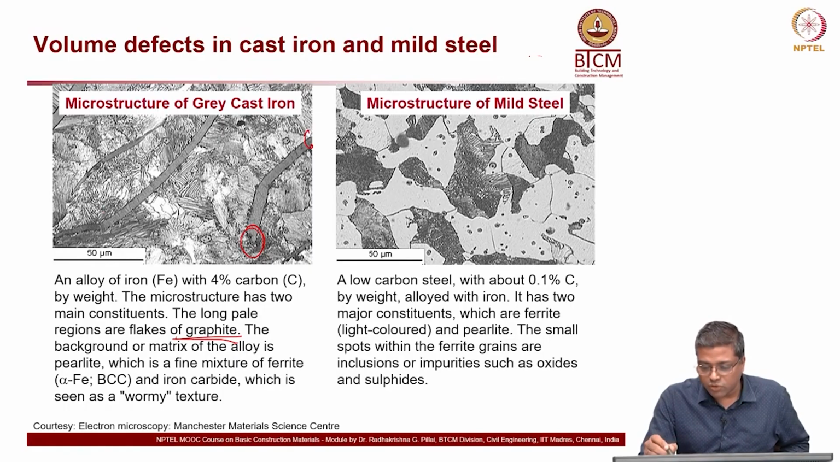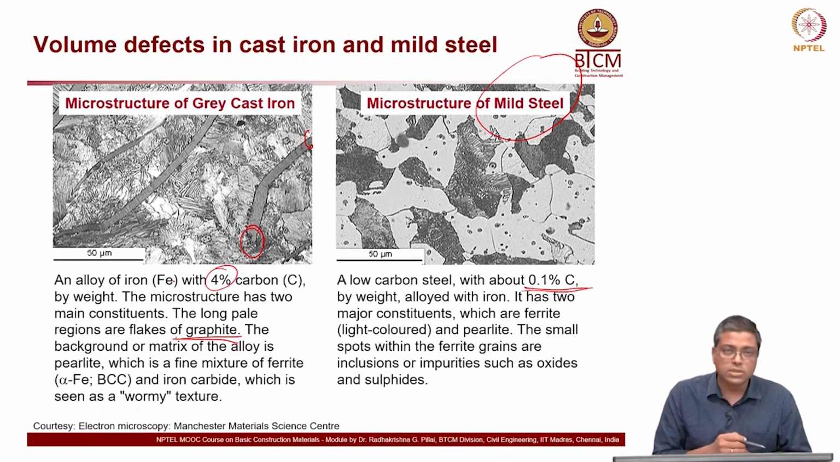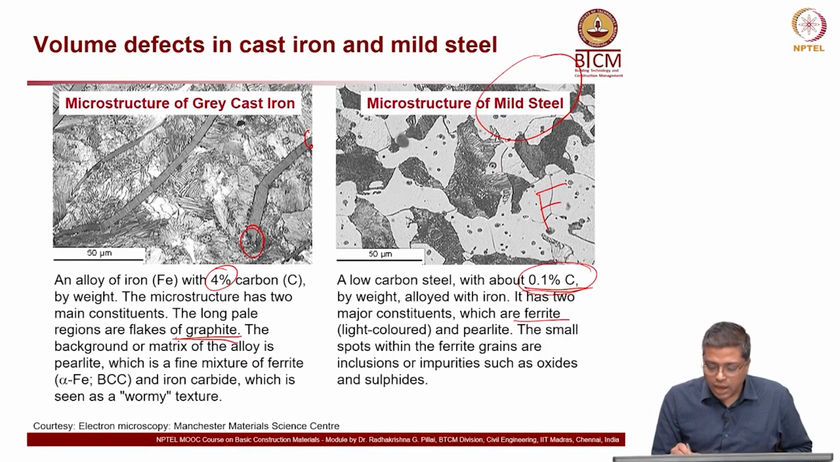And here you have a picture of mild steel on the right side, where you can see carbon steel, or the general name is mild steel, with 0.1% carbon, much less as compared to cast iron. Cast iron is 4%, and in mild steel, in this particular case, we are talking about 0.1%, very very small. It has two major constituents, ferrite, which is the light colored region here, let us call it F, and then pearlite, which is the darker shaded region.